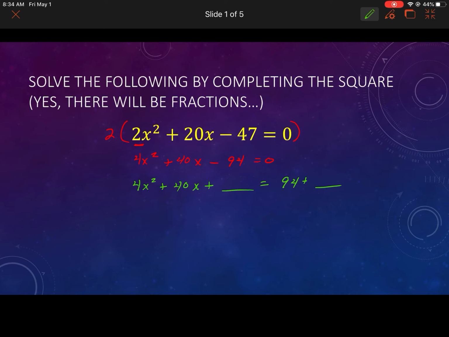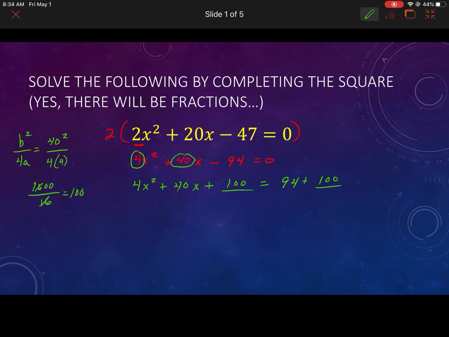Now, because my a value is not 1, I'm going to use the expression b squared over 4a. Now, I'm going to also use my new a and b. So I'm going to use the b is 40 and the a value is 4. So this is going to be 40 squared over 4 times 4. So it's actually pretty easy to do. It's 1600 divided by 16, which is going to be a 100. So that's going to complete my square on the left.